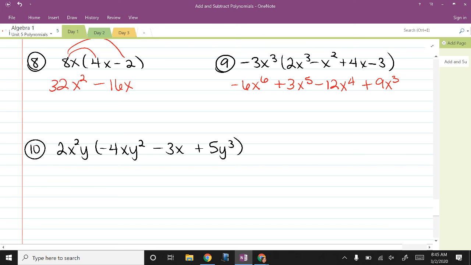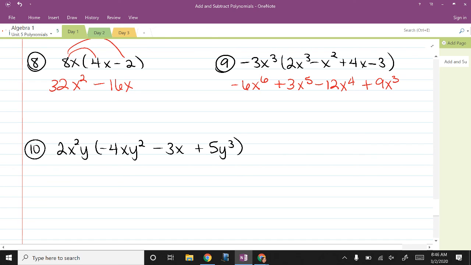All right. 2x squared y. So we got another variable added in with our monomial this time. Y'all see that? But this time we're multiplying a monomial times a, what kind of polynomial is this? It's a trinomial. It's got 3 different monomials. Good job. So same thing. You're going to multiply the coefficients. You're going to add your x's and add your y's. That's it. You can only add like bases.